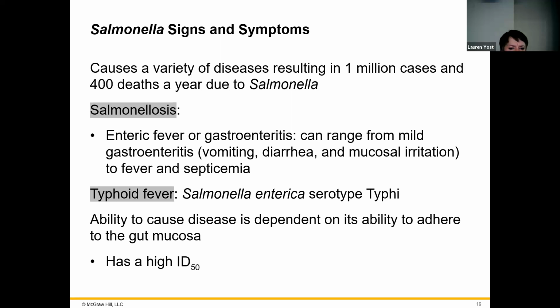Salmonella is a pretty common organism, but it takes a pretty large amount of Salmonella bacteria to cause disease. So usually at least, I think, 50 or 60 bacteria have to get into your body as a minimum to establish infection for healthy people. So salmonellosis is the typical presentation that most people would get if they ate undercooked poultry, for example. You'll have fever, gastroenteritis, abdominal pain, and you might have vomiting and diarrhea.